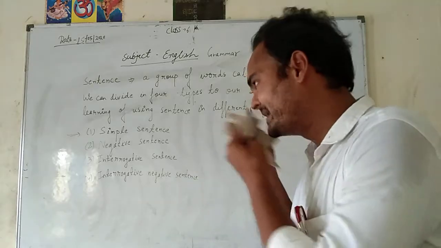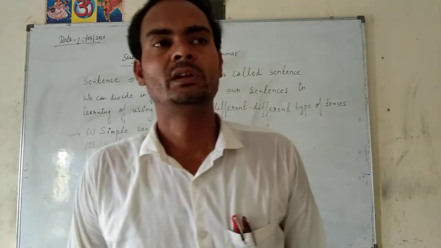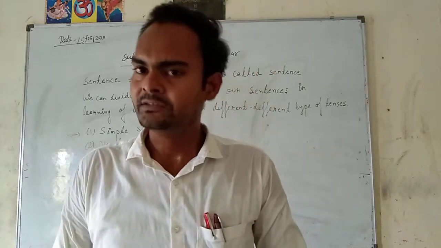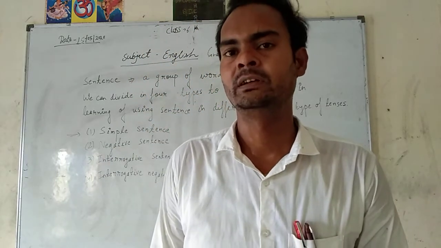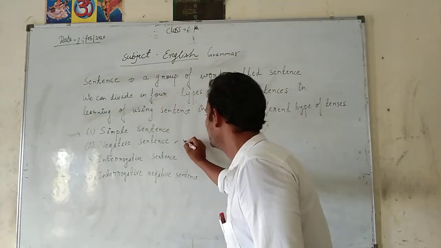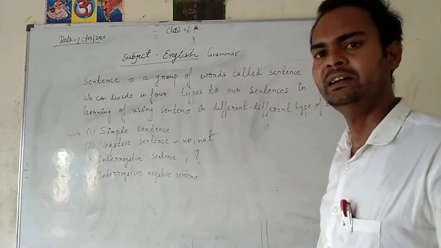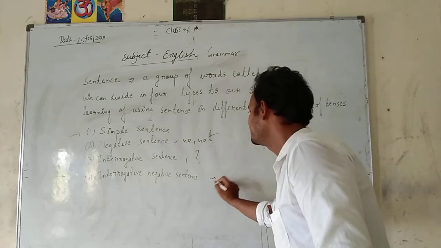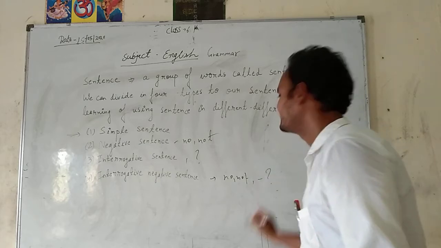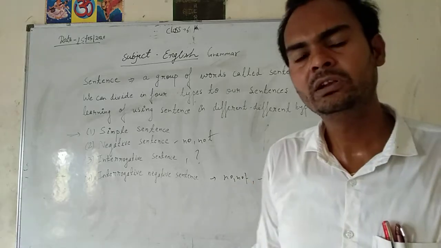After that there is the interrogative negative sentence. In it, the sentence is asking a question and at the same time there is use of no or not. So in an interrogative negative sentence, no or not has been used and at the same time questions are asked. I will explain all this further.